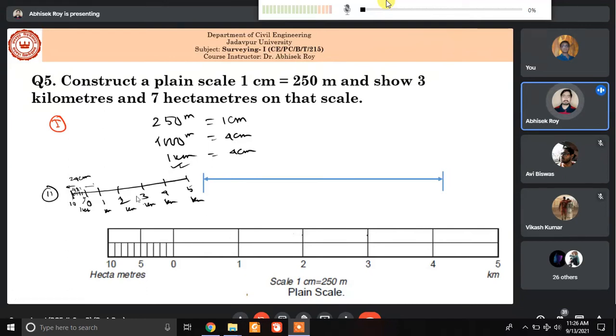Now suppose with the help of this scale, so this is our scale, how we have drawn that is basically represented here. So this is the scale which you have drawn. Is it clear? This is how we will plot the scale in the drawing. Is it clear?